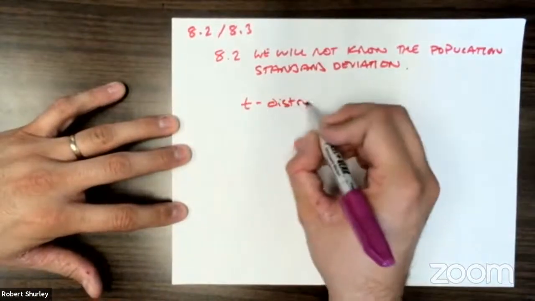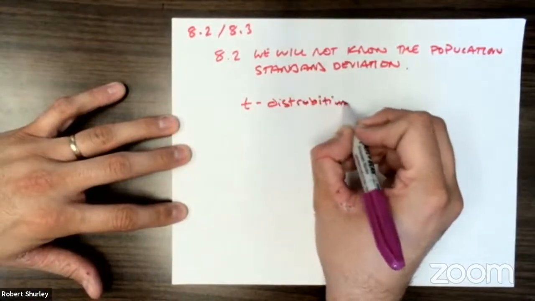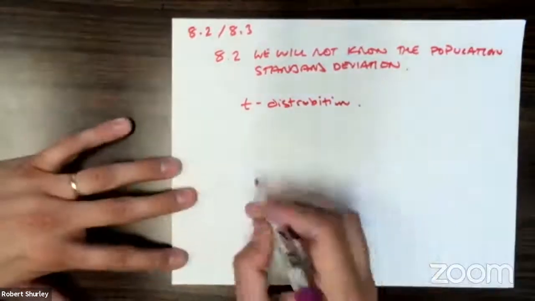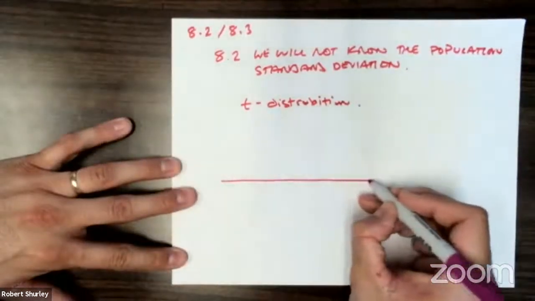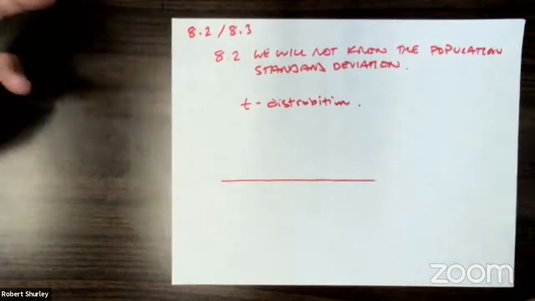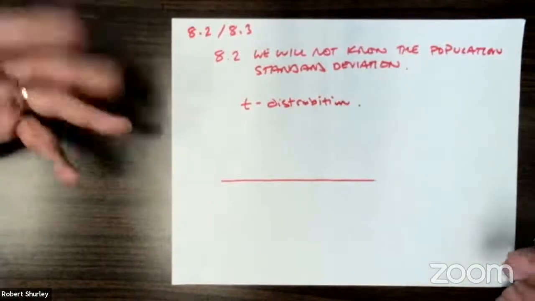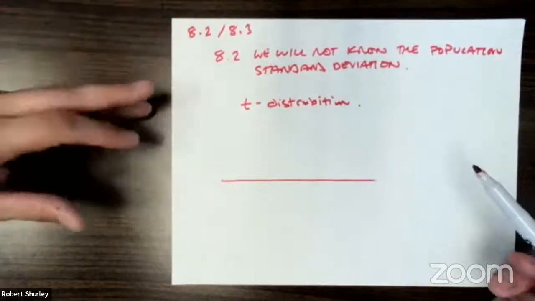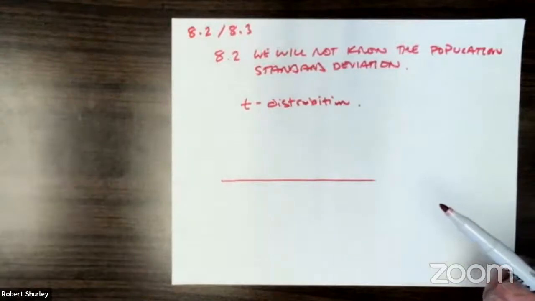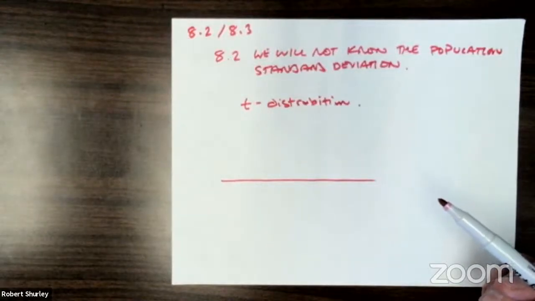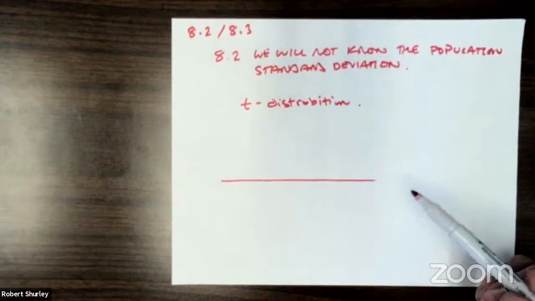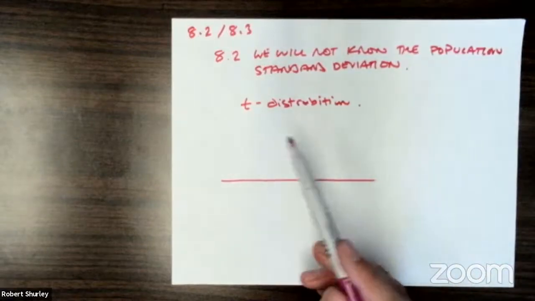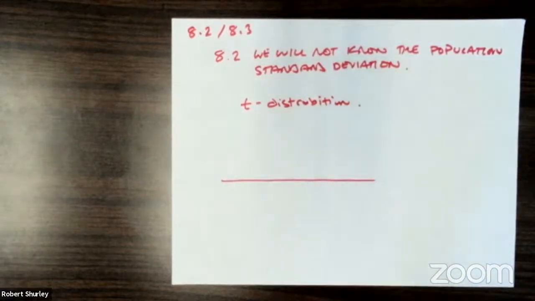And it has a neat background. I don't remember it exactly, but it was developed by a person whose pen name was Student, because he wanted to remain anonymous. He was working at a brewery, and he noticed that in the real world, the real world data didn't line up on the Z distribution.